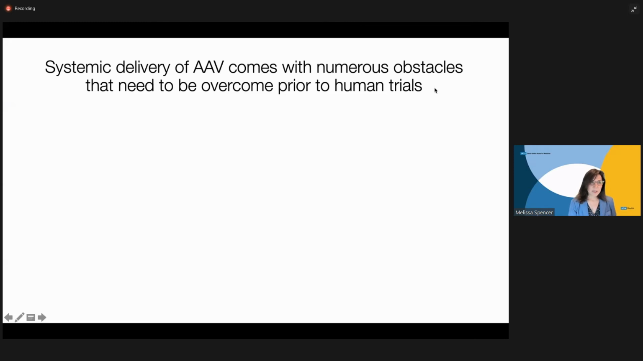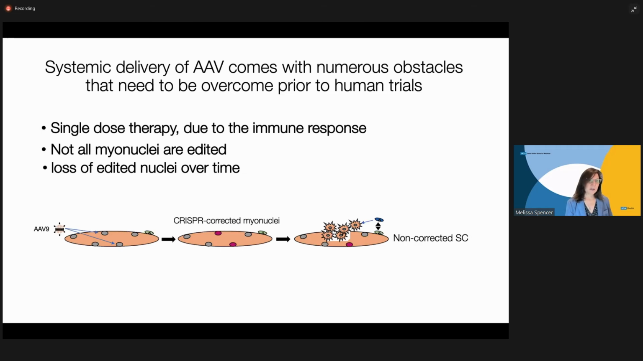And so we know now through these trials that have occurred that the systemic delivery of AAV, high levels of AAV, comes with a lot of problems. One of which is that it can only be a single dose therapy because of the immune response that develops.